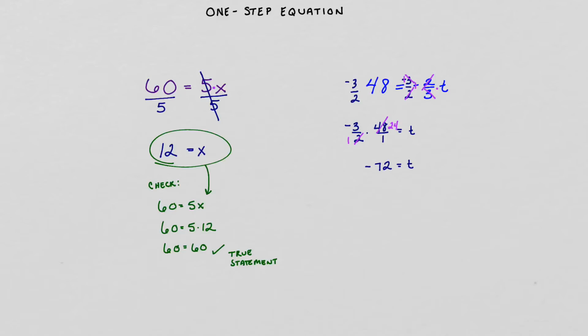And likewise, if you need to double check your work, we could check it. As we can see here, if I substitute negative 72 in for the variable of t, again we would have a negative 2/3 times a negative 72, which would result in a positive result. We can also see that the 3 in the denominator will cross-reduce with the 72 in the numerator, leaving us with 2 times 24, which results in 48.